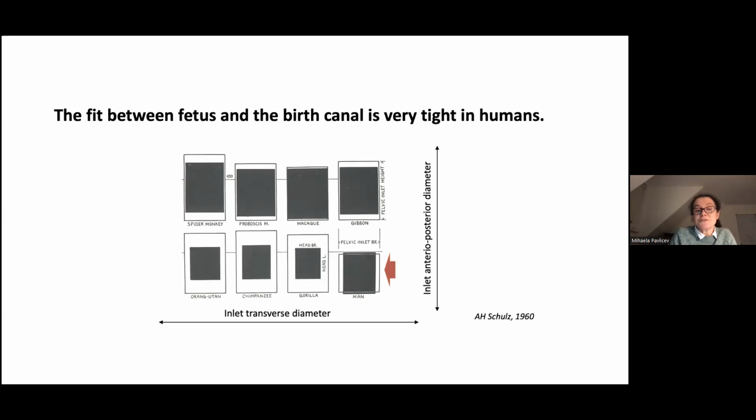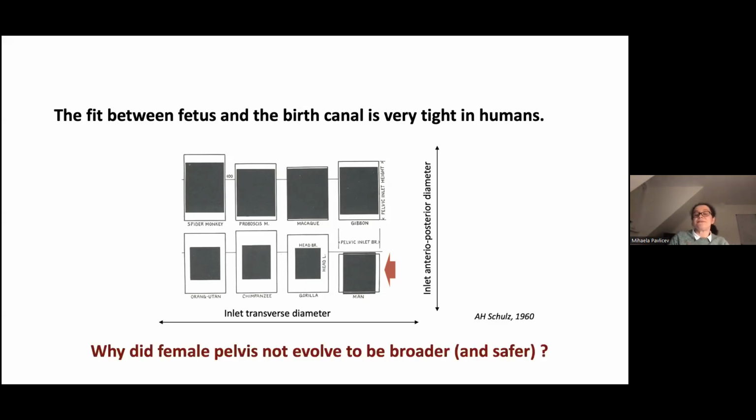This is a figure also from the 1960s, where in a very schematic way the proportions between the fetus and the birth canal sizes have been compared across species. And what you see here on the lower right is the human situation. So it's been observed long ago that there is a very close fit. So the question, of course, that is posed here is, why did the female pelvis not evolve to be broader and therefore also safer for birth?